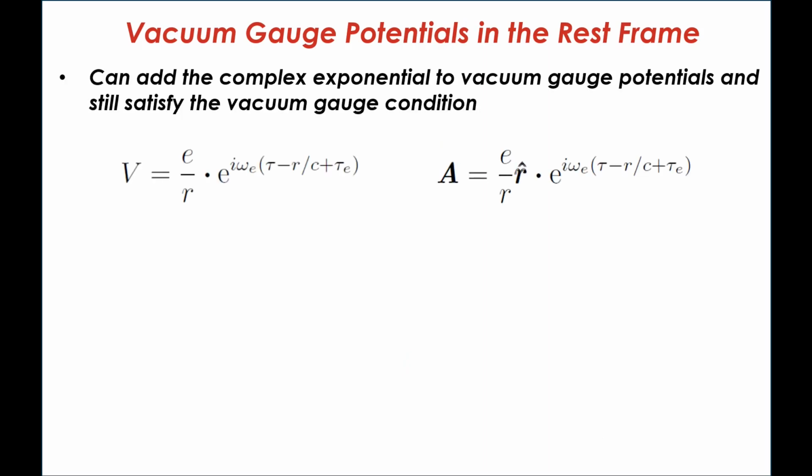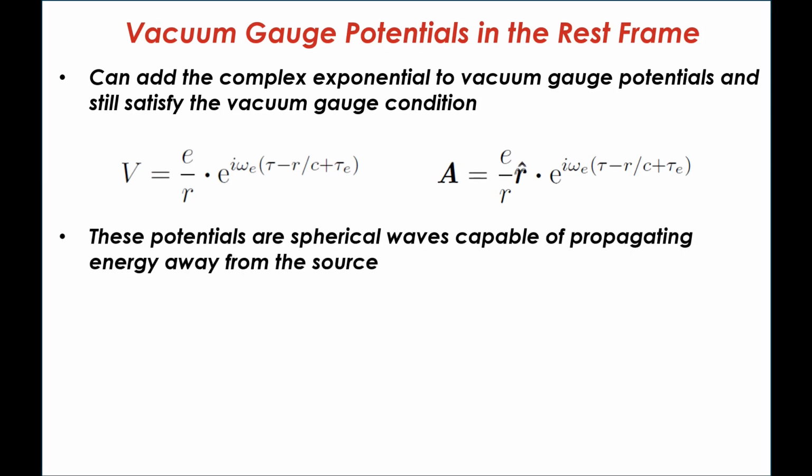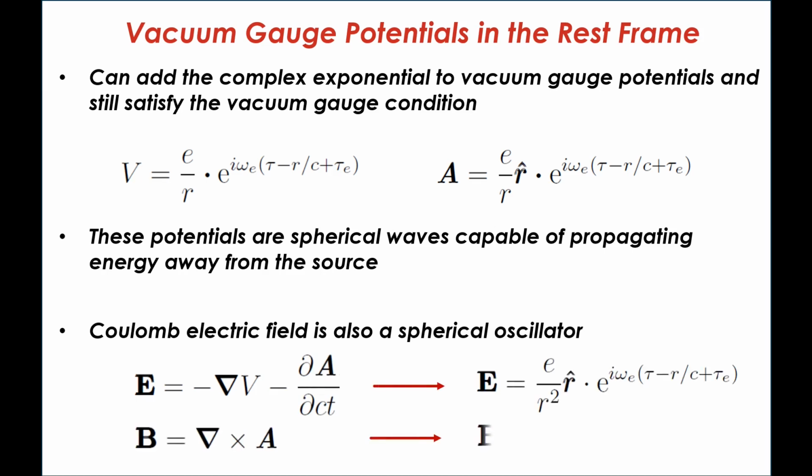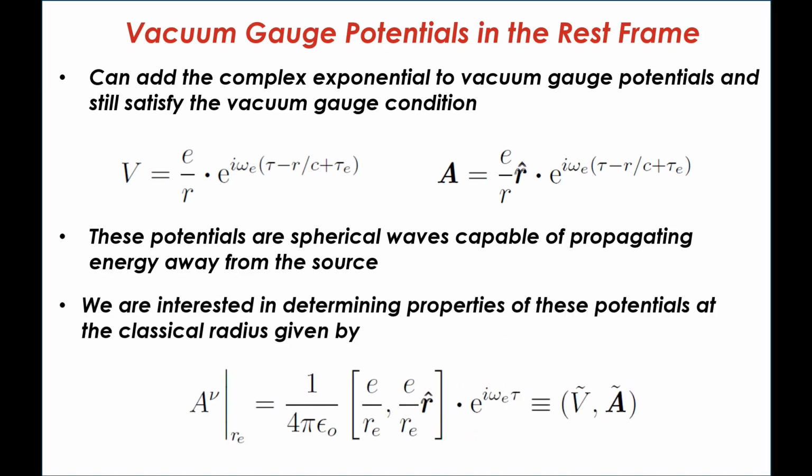Next, let's add the complex exponential to both the scalar and vector portions of the vacuum gauge potentials. This defines the potentials as spherical waves capable of propagating field energy away from the source. Associated electric and magnetic field vectors may then be determined from differential operations on the potentials. As a final step, let's evaluate the vacuum gauge potentials at the particle radius. In this equation, we have rewritten the potentials in the SI system of units, and we note that both the scalar and vector potentials have become simple oscillators.